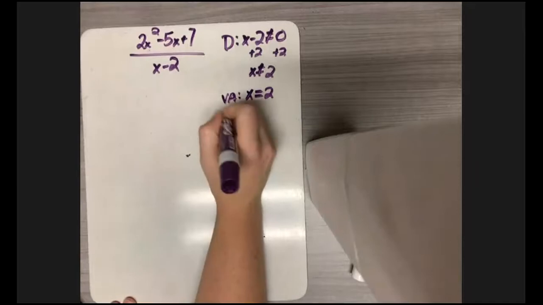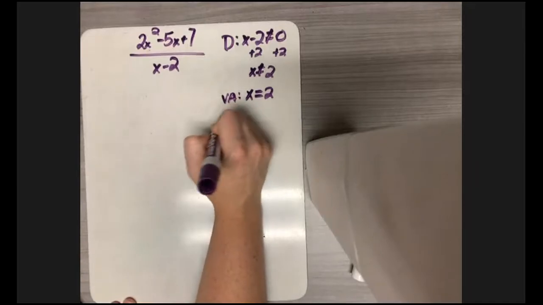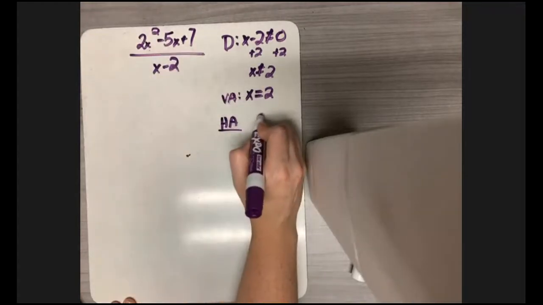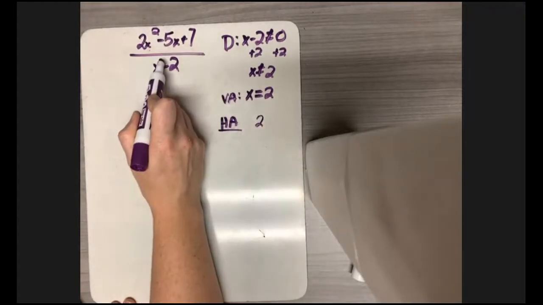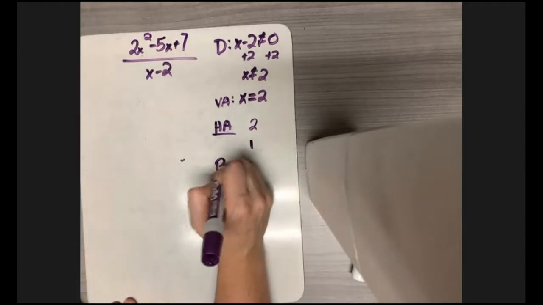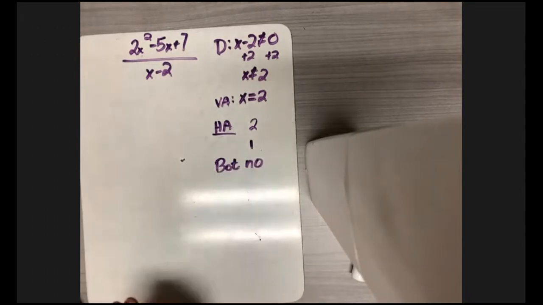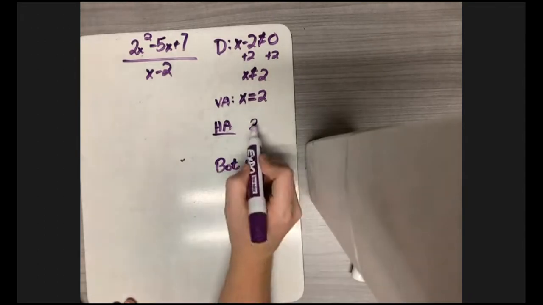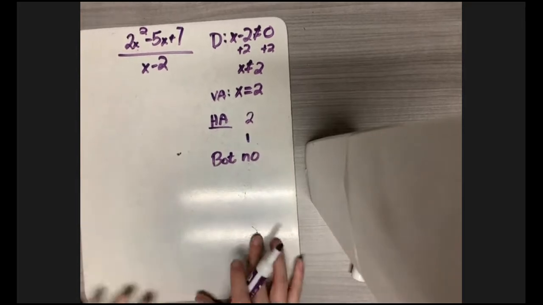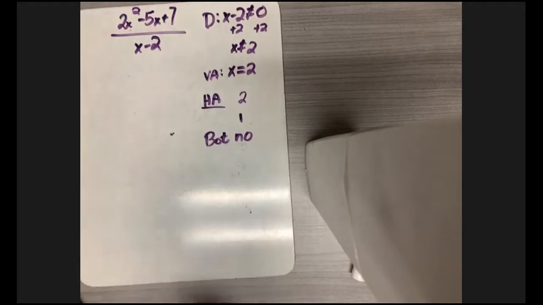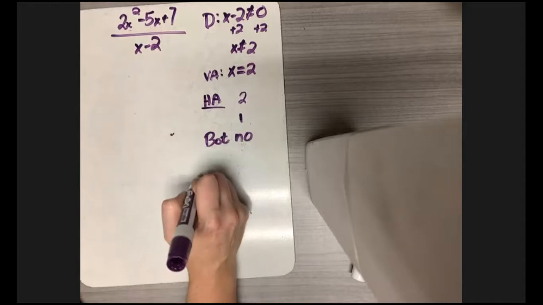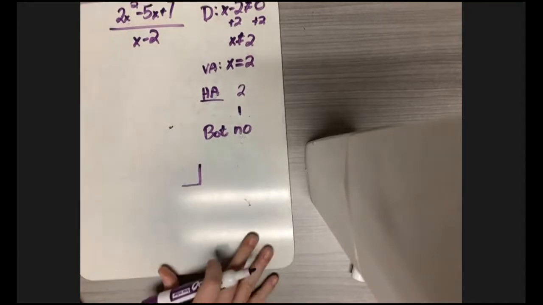So now, if we were going to talk about horizontals, our biggest power on the top is a 2. Our biggest power on the bottom is, they didn't put one here, so it's a 1. So we are in bigger on top, so it's a bottom-no, but we do have that 2 is exactly 1 bigger than 1. So we do have that it will have a slant. They kind of already told us that, but we're still going through our process. Now, because this is x plus or minus a number, we can do synthetic division to sort this out.